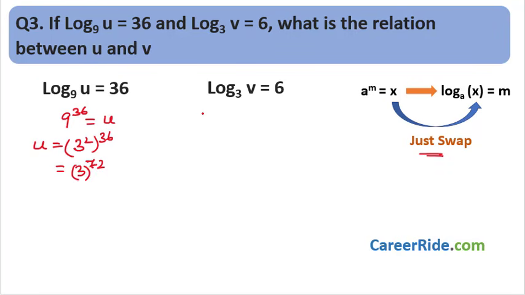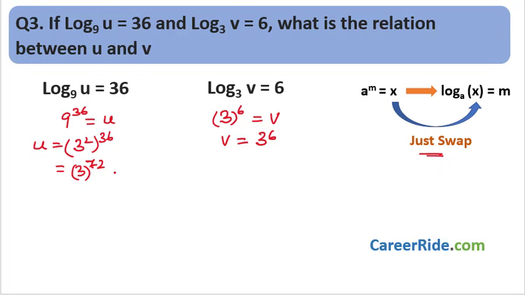Now let us move to the other log that is given to us. Again, log v to the base 3 is equal to 6. So if I want to convert it into exponent form also, my base stays the same. So base is 3 to the power, and the other things exchange their positions with respect to the equal to sign. So 3 to the power 6 is equal to v. This is what I have, right? So v is equal to 3 to the power 6.